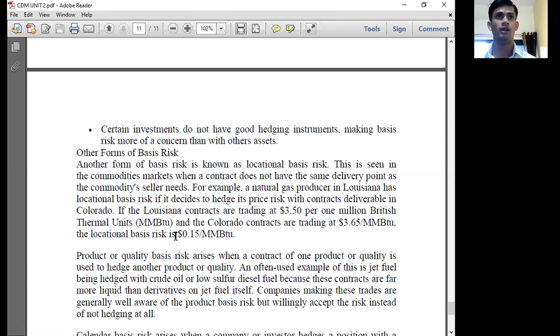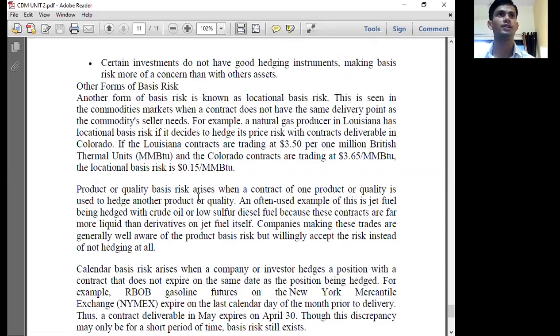The next point: retail investors do not have good hedging. Investment market risk is more for the currency than for other assets. Another form of basis risk is known as location basis risk.